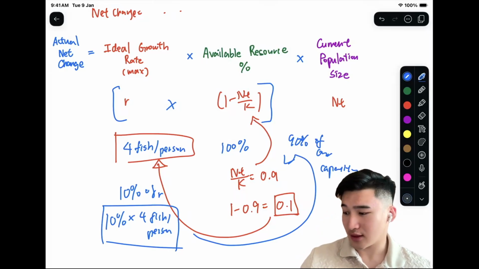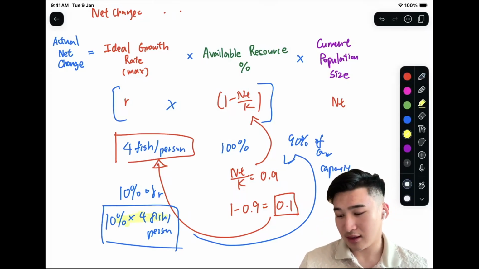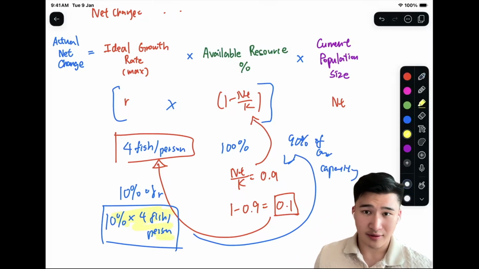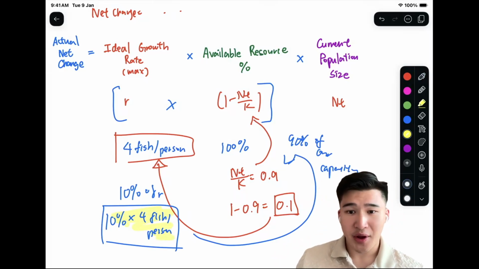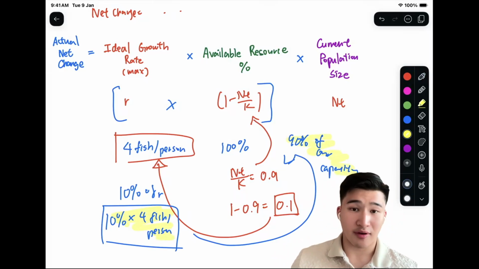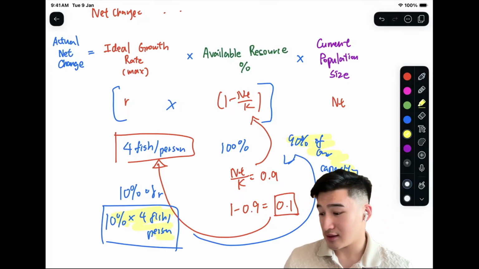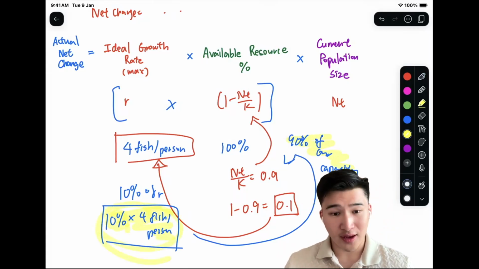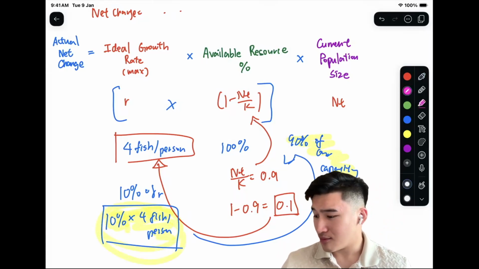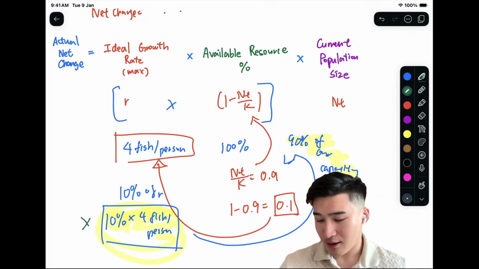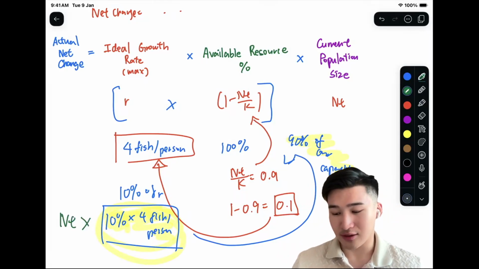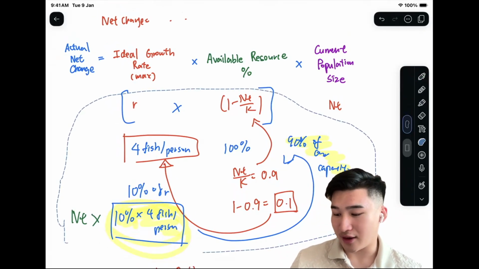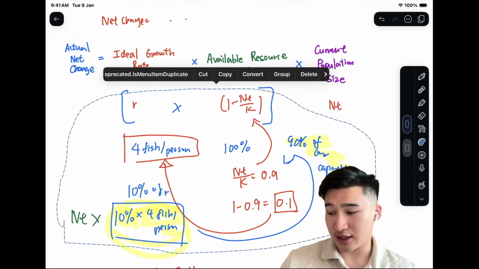Okay, this one, let me highlight that again. This is the total growth rate, right? The actual growth rate when we're already at 90% of our capacity. And I hope that makes sense. For example, all we have to do is multiply the entire growth rate by our current population. So logically, this is what is happening and why this is the net change.